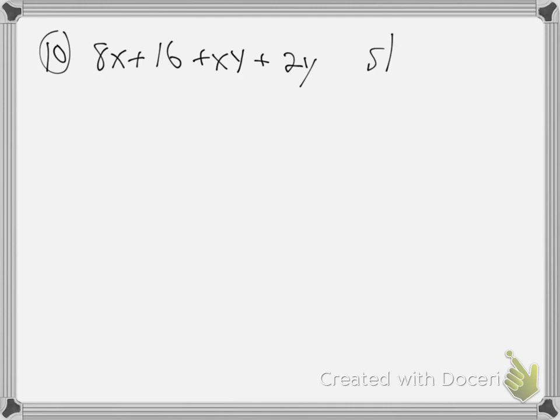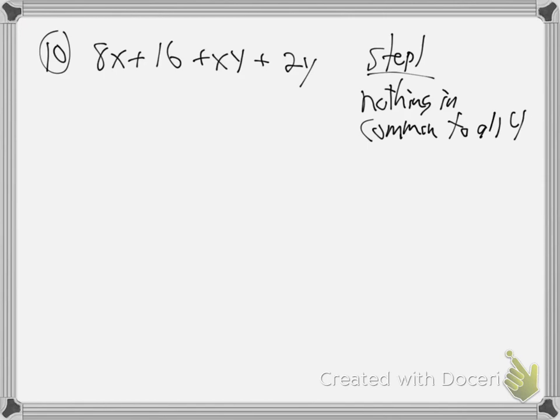And so step 1, nothing in common to all 4. There's nothing in common to all 4 terms, is there? So what does that mean? Step 2, let me write what that means. That means skip the one big parenthesis. You're not going to have one big parenthesis on this one. That's only when they all have something in common. They don't. This is new here. It's a little different. So what do you do then? I can't do the one big parenthesis thing because there's nothing they all 4 have in common. So what do I do?